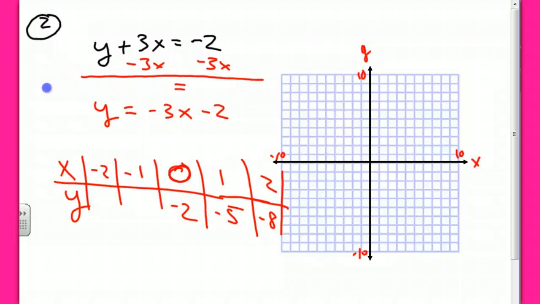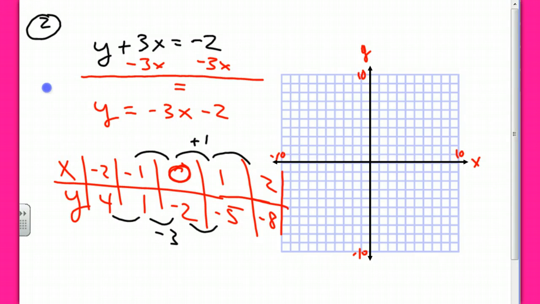Plugging in negative 1 is kind of fun because it wipes out that negative 3, right? The negative times the negative. So negative 1 gives us 1, right? Negative 2 gives us 4. Let's see, we have a pattern in our domain, right? What's the pattern here as we're going to the right? Add 1, plus 1, plus 1. What's the pattern as we're going to the right here in the range? Negative 3, negative 3, negative 3. And so when we have a very organized pattern in the domain, we see that beautiful pattern in the range too, which is nice.